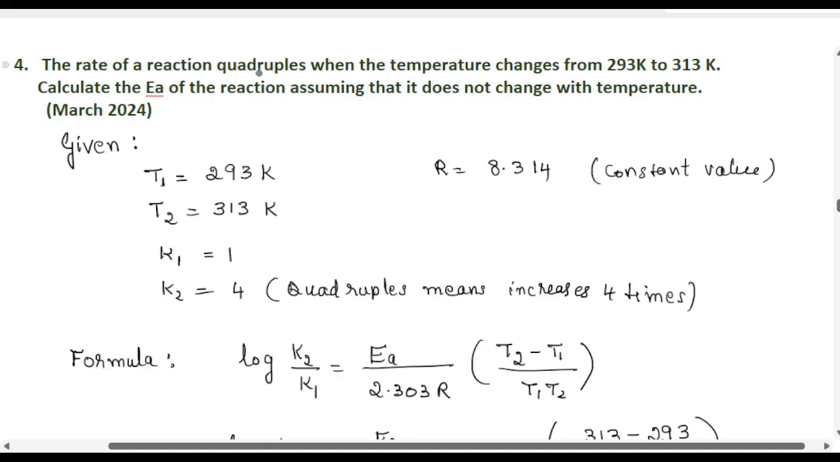Question number 4. The rate of a reaction quadruples when the temperature changes from 293 K to 313 K. Calculate the EA, the activation energy of the reaction, assuming that it does not change with temperature.